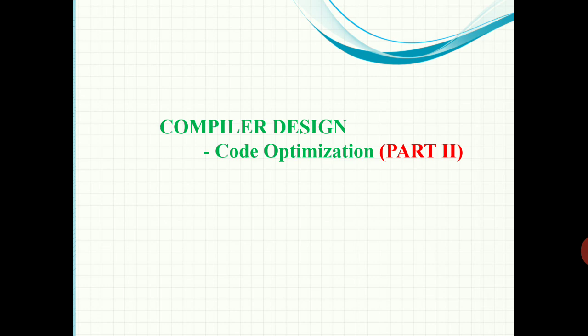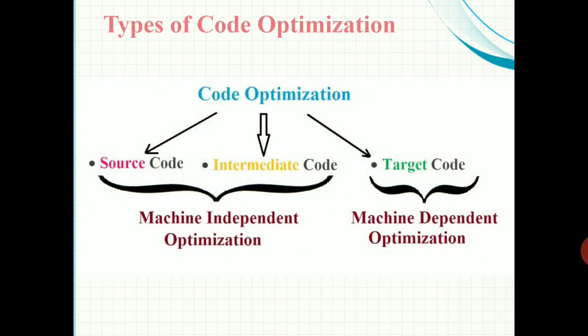In the previous session, we discussed the introduction to code optimization for the compiler. Today, we are going to discuss the code optimization techniques in detail. Code optimization is a program transformation technique which tries to improve the code by reducing the space consumed and increasing the speed of the compilation.